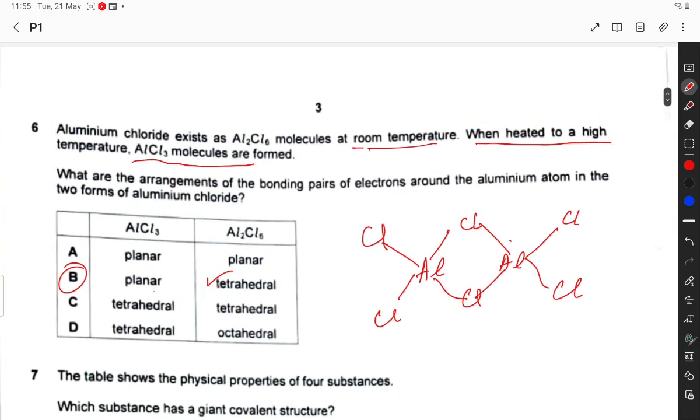Question number 6. Aluminum chloride exists as Al2Cl6 molecules at room temperature. When heated to a high temperature, AlCl3 molecules are formed. What is the arrangement of the bonding pairs of electrons around the aluminum atom in the two forms of aluminum chloride? So this is the Al2Cl6 structure. So AlCl3 molecules are formed.